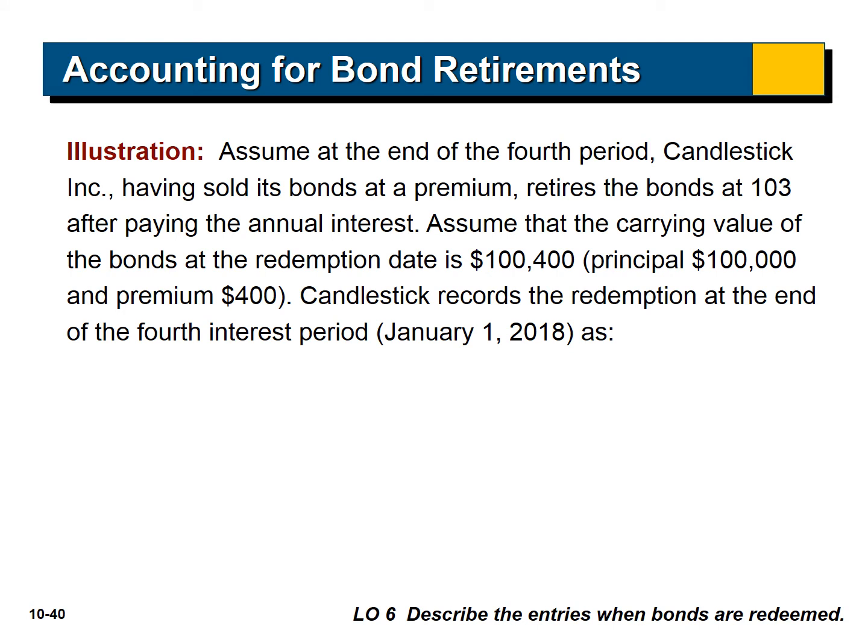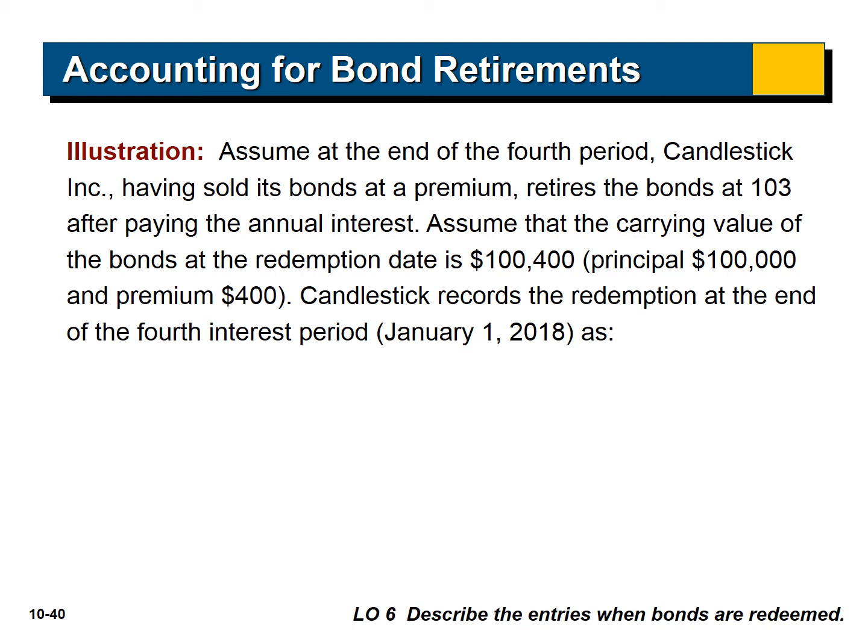Assume at the end of the fourth period, Candlestick, having sold its bonds at a premium, retires the bonds at 103 after paying annual interest. Assume that the carrying value of the bonds at redemption is $100,400. Principal $100,000, premium $400. Candlestick records the redemption at the end of the fourth period as follows.